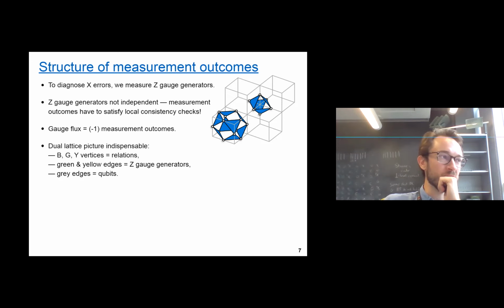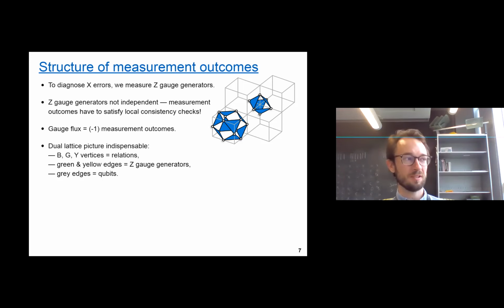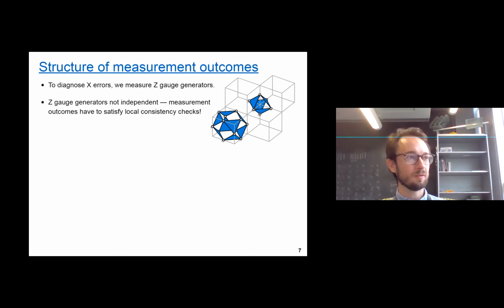So we're going to have blue vertices at the center of these cells, and we're also going to include vertices for the original vertices of this cubic lattice. We're going to color these green and yellow. Then we're going to have edges that correspond to Z gauge generators and also edges that correspond to qubits. So I think, oh yeah, okay, here we go. You can sort of see what's going on. Oh, okay, let's do this again.